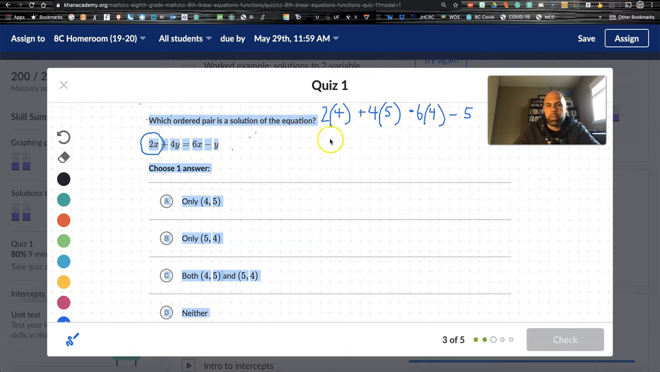Okay, so let's simplify all of this. We've got 8 plus, okay, I'll just slow down a little bit. 2 times 4 is 8, right? Plus 4 times 5 is 20. So on this side of the equal sign, I've got 28. Right? And then over here, this is 6 times 4, that's 24, minus 5. Yeah, that's close, but no, it's not there yet. It's actually not that close. Alright, so that statement does not work. So, unless I made a mistake there, but I'm going to say A is a no-go.